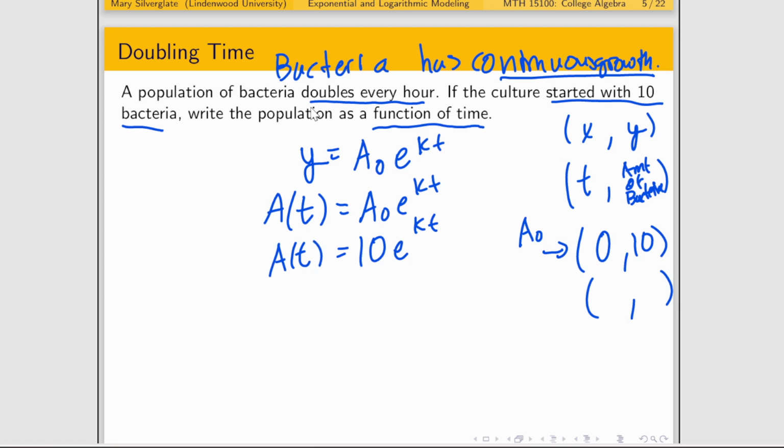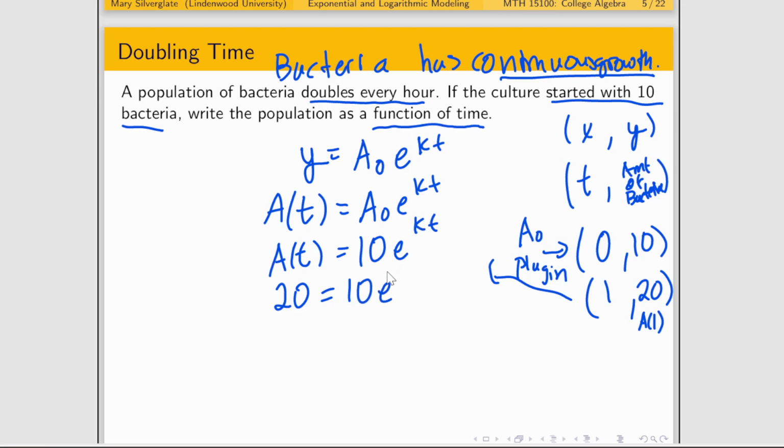What's another implied point they gave us here? They also said that it doubles every hour. So if it doubles every hour, after 1 hour, how much is there? There's 20. So now I can plug in this point. I can plug in the A of t, so in this case, this is really A of 1. The amount when time is 1 is 20.